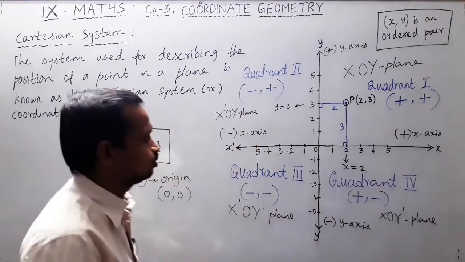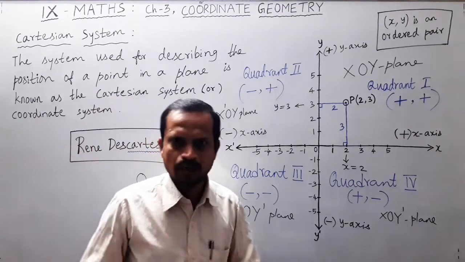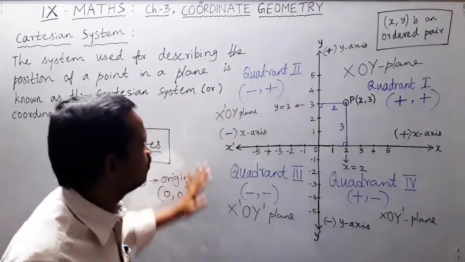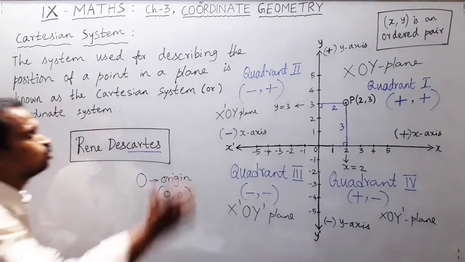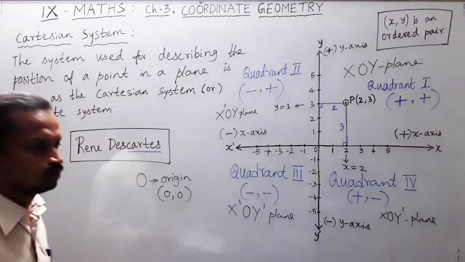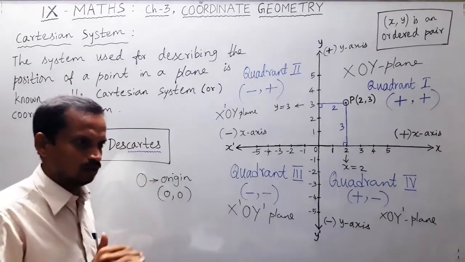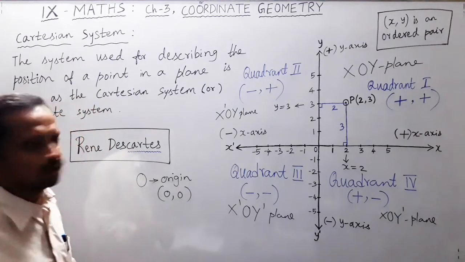Clear, children? So this is the division of a coordinate plane, and you can write all this. You just take down everything. This is very important, so first you write this. Already I told you what coordinate geometry is. Using coordinates we are going to measure or solve geometrical problems. So that is called coordinate geometry.